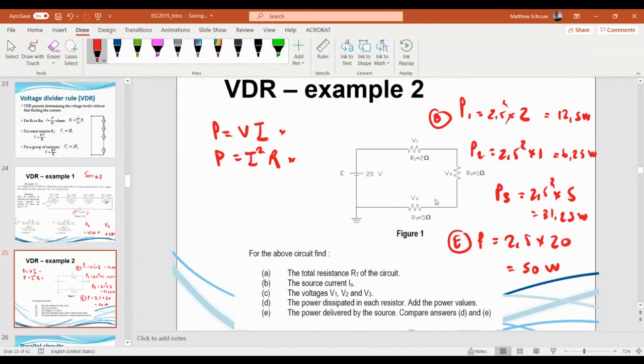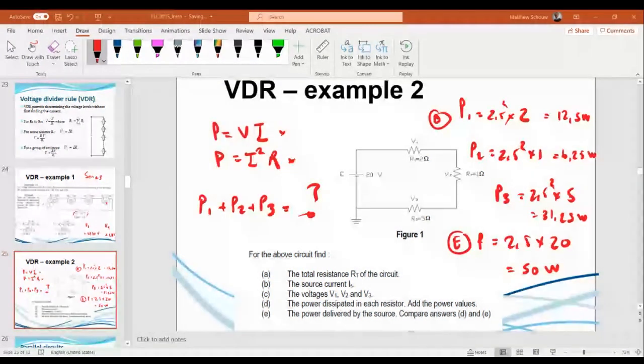And if you see here, if you tally up P1 plus P2 plus P3, what answer do you get? Can you please tell me? What's the answer? 50. 50 makes sense.